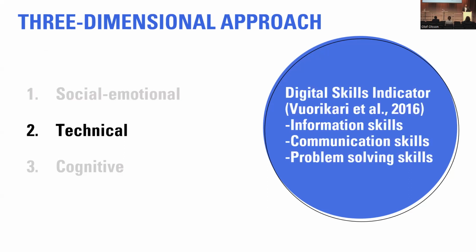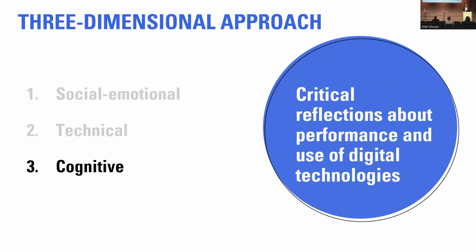The second dimension of data literacy, which is quite important, is the technical one. And here is what I mentioned previously about the digital skills indicator. So when we are formulating our questionnaires to ask adolescents how they use digital devices, we try to incorporate this digital skills indicator with these three components: the information skills, the communication skills, and also the problem-solving skills, with the caveat that this needs to be adapted to the context in which people use much more mobile devices, mobile phones, smartphones, than other devices. And the third dimension of data literacy, which is quite important for us to stress, is the cognitive approach.